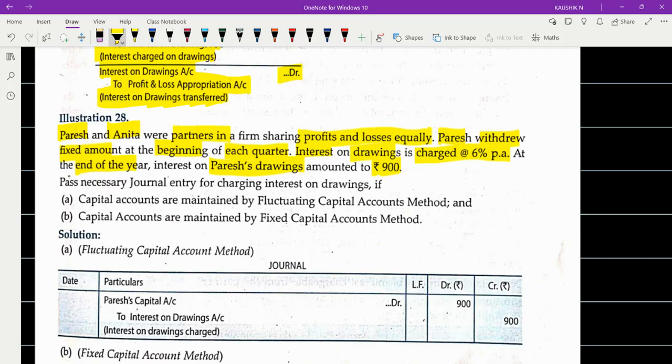They are asking you to pass the necessary journal entry for charging the interest on drawings if, in case A, the capital accounts maintained by the firm are under the fluctuating capital method, or in case B, the capital accounts have been maintained by the firm under the fixed capital method. Have they given you the amount withdrawn in this case?